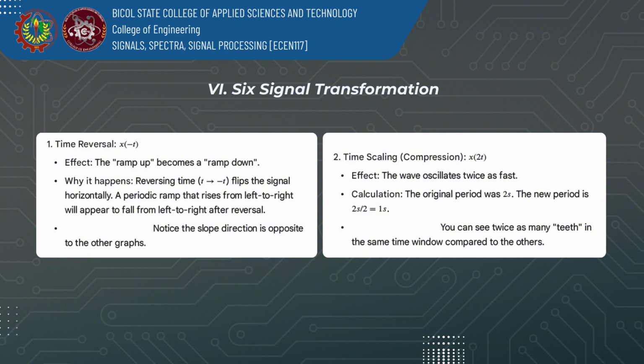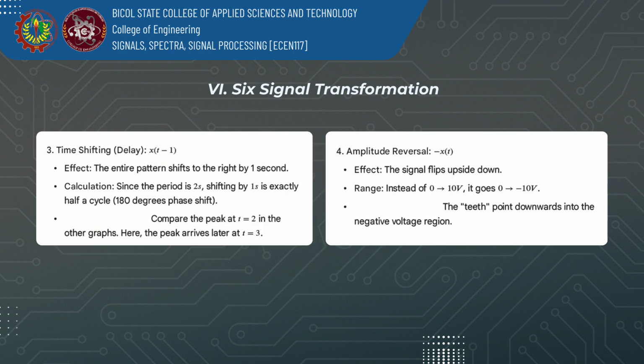Next, we have the amplitude domain. These transformations affect the strength or intensity of the signal, altering the vertical axis. Transformation number 4 is amplitude shifting. We move the signal up or down mathematically. This adds a DC component or offset, directly changing the average value of the wave.